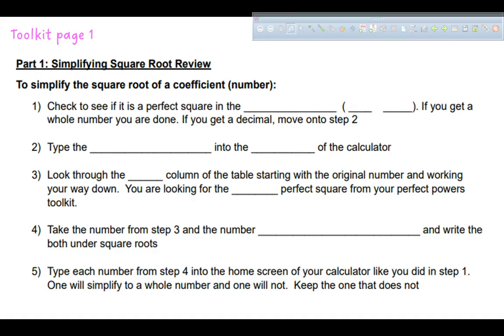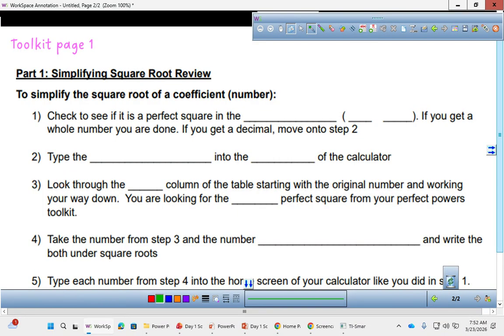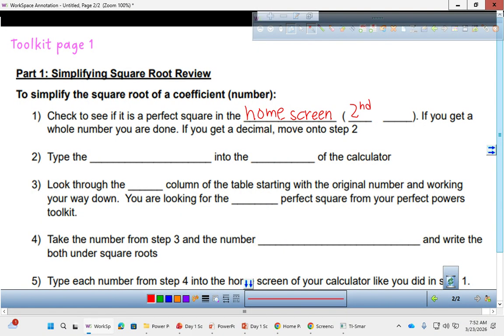If I give you a square root, the first thing I want you to do is check to see if it is a perfect square in the home screen of the calculator. And we do that by hitting second, x squared. Those are the buttons that are going to get you the square root. All right, so the first thing we want to do is see if it's a perfect square. How do we do that? We type it into the home screen by hitting second x squared.